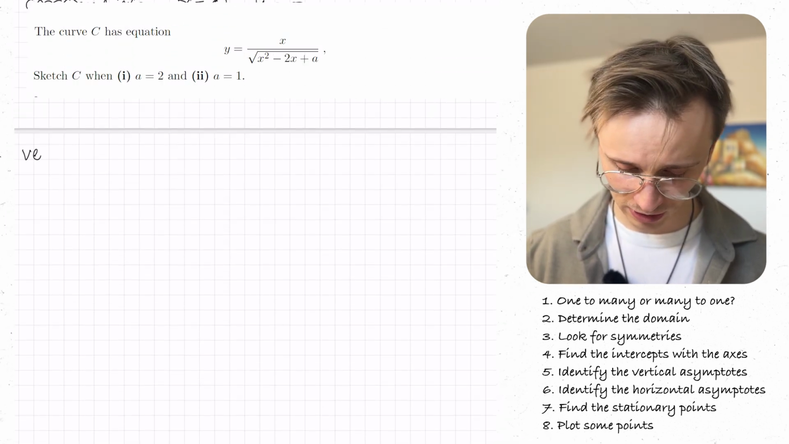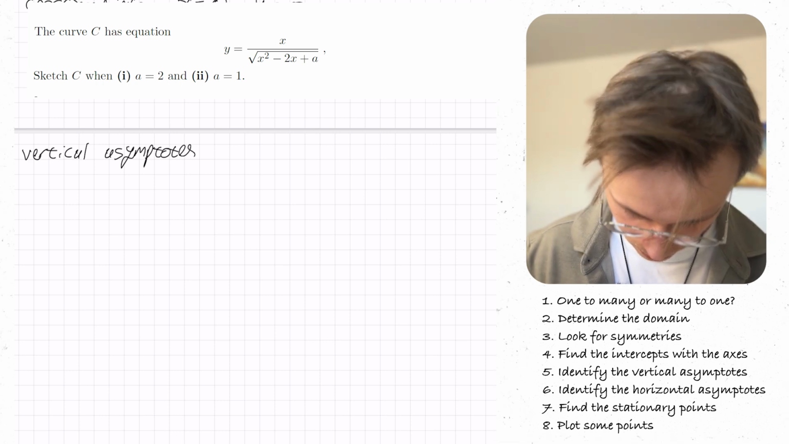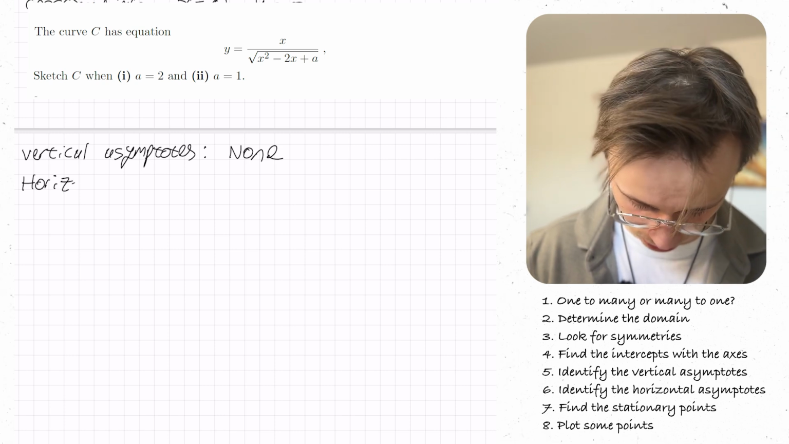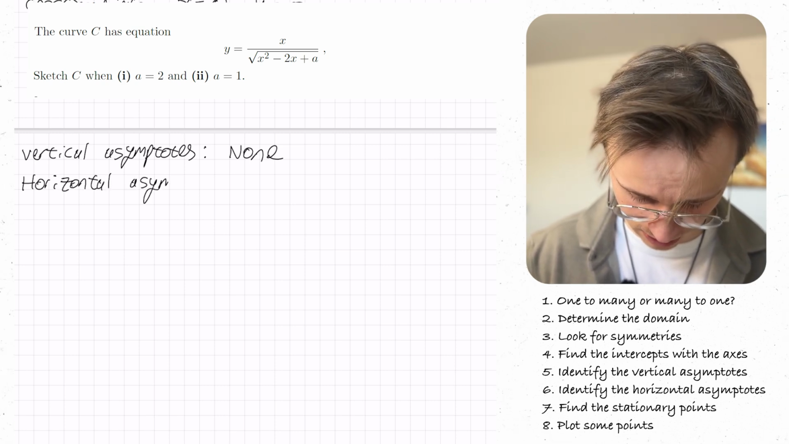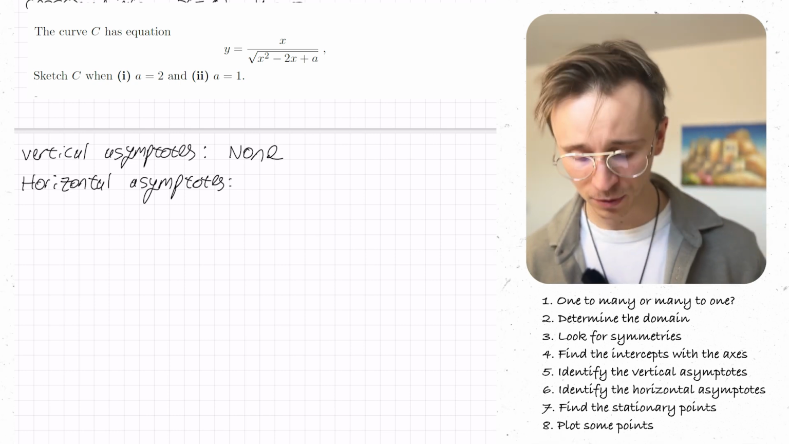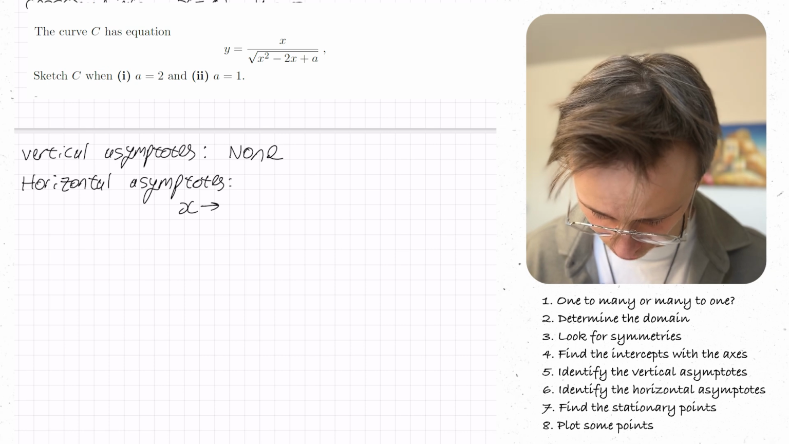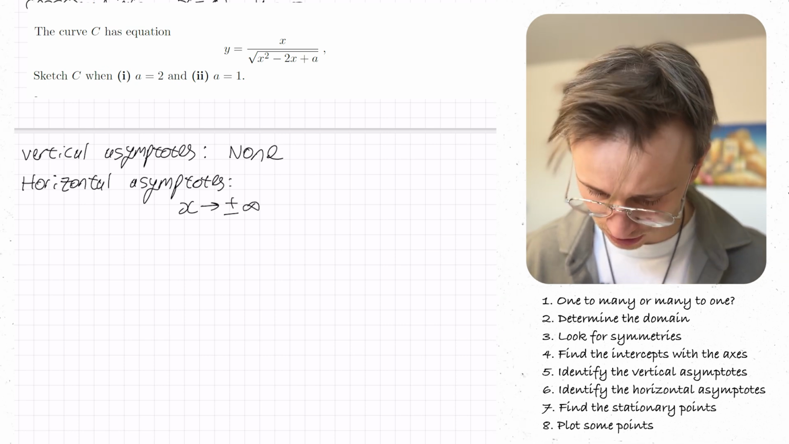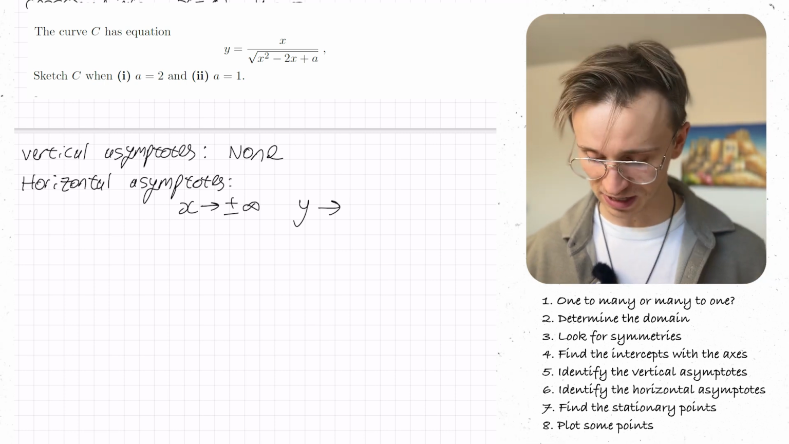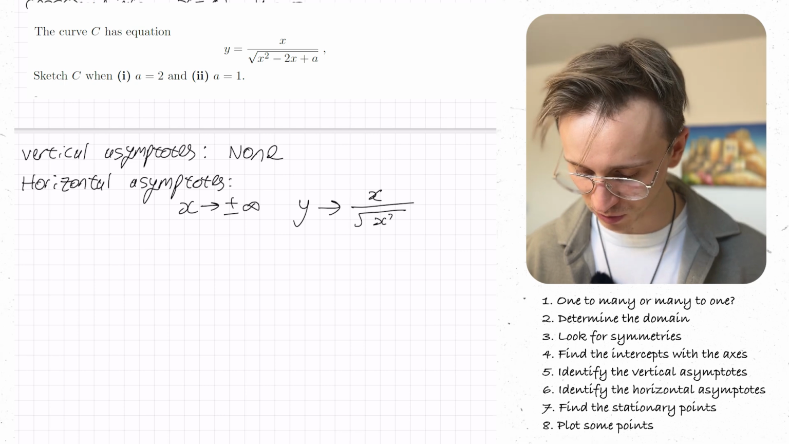Okay, so then we need to look at vertical asymptotes. Well, we know the bottom's never equal to 0, so we have none. Horizontal asymptotes. This is where it gets a bit more tricky, and we need to be careful with that square root. So, what happens as x goes to plus or minus infinity? Well, then y tends to, the highest order on the top is x, so that's easy, x, and then we have on the bottom the square root of x squared.